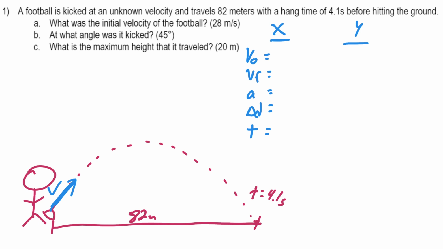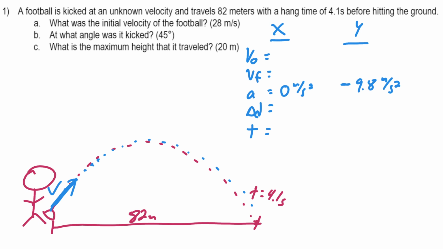So the initial velocity is unknown for both. Final velocity is unknown for both as well. The acceleration in the x direction is going to be 0. Once it's in the air, there's no air resistance, nothing slowing it down horizontally. Vertically, we are going to have a negative 9.8 because gravity is the only thing acting on it. It slows it down on the way up, speeds it up on the way back down.